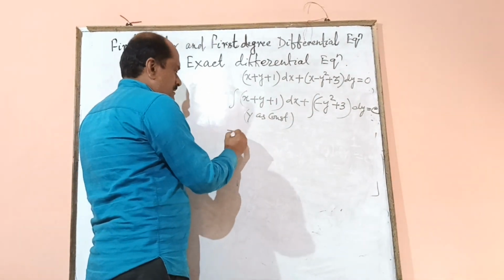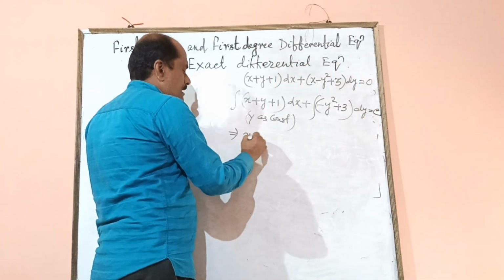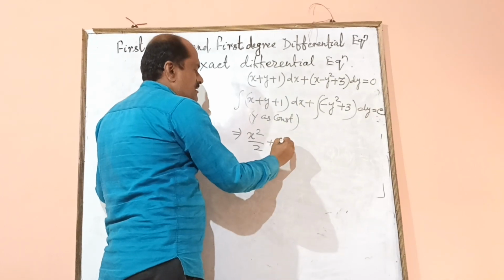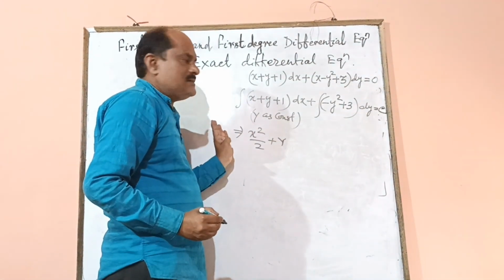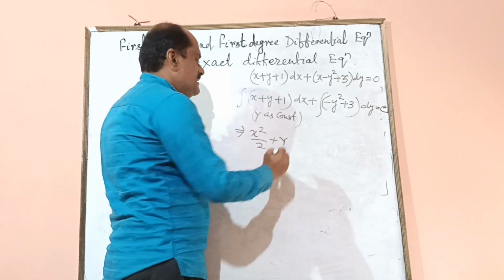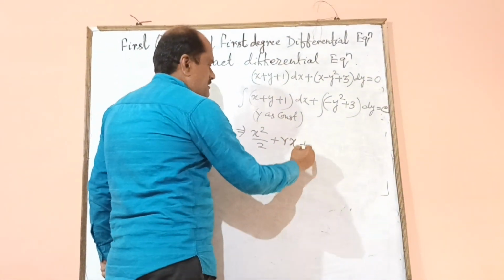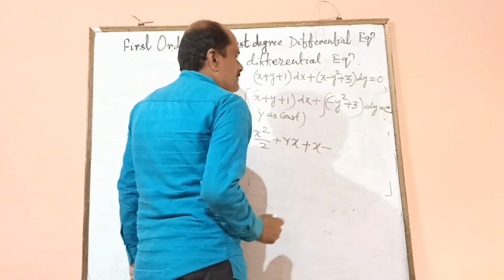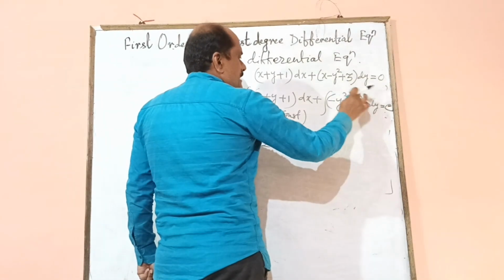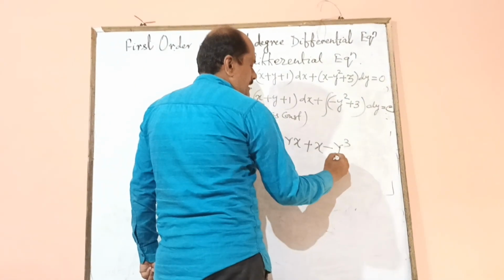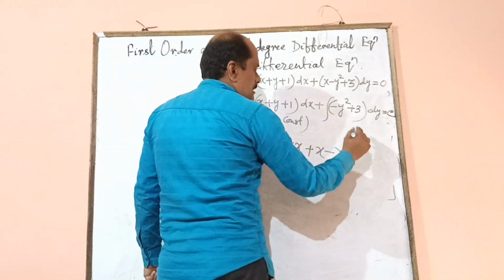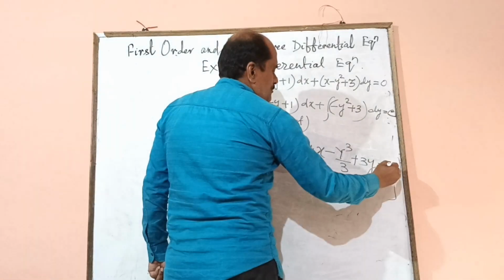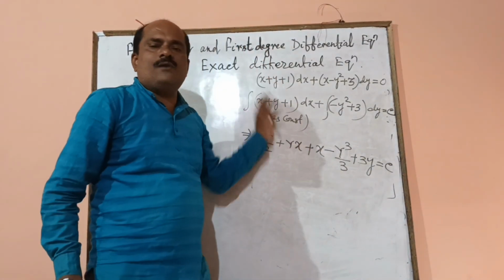This implies integration of x plus y dx, since y is constant it is taken outside the integration, only integration of dx is x, so x square by 2 plus y x, minus integration of y square dy, which is y cube by 3, plus integration of 3, constant, integration of dy is y, is equal to c. This is the required solution.